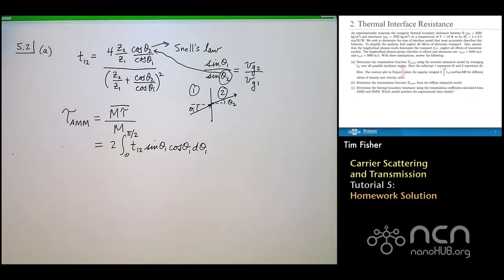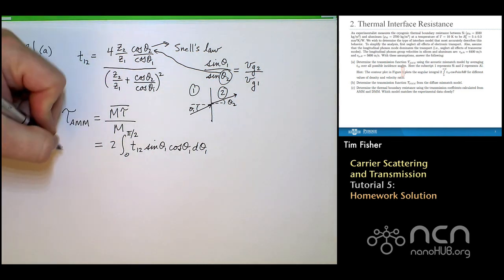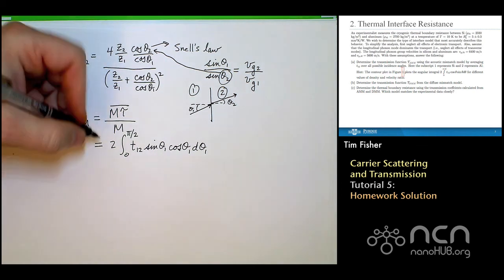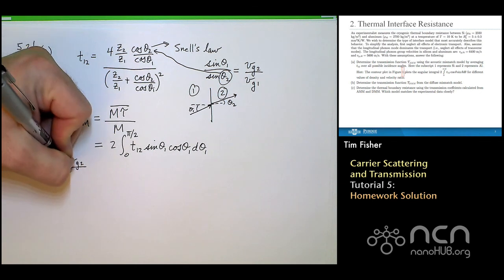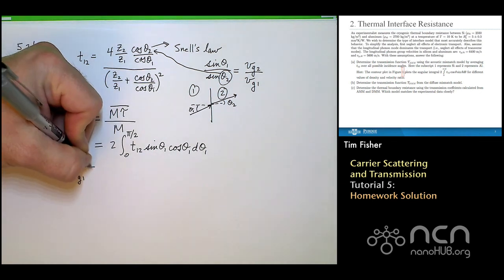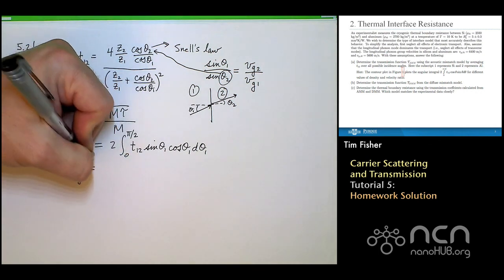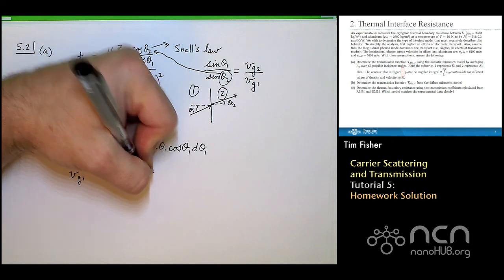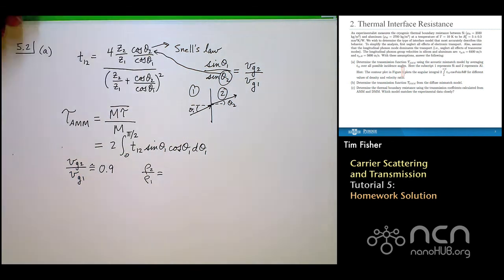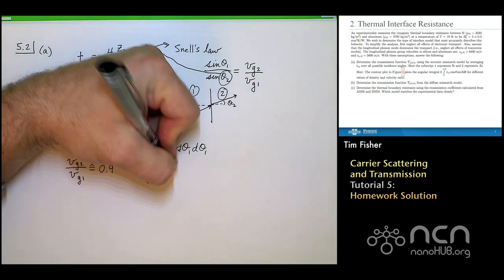And so typically what's done is it's tabulated or put in graphical form. And indeed, that's what we have for this homework problem. We put it into a graphical form. And so now we have these ratios. This transmission function will depend on the ratio of Vg2, the group velocity in 2, to the group velocity in 1. And this is about 0.9 from the values given. And the density in medium 2 over the density in medium 1, this is about 1.2.